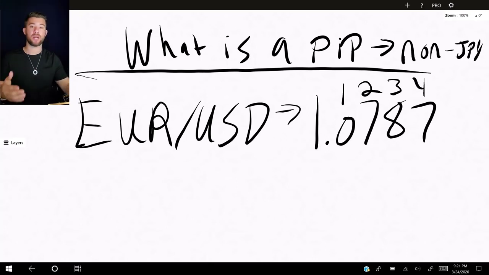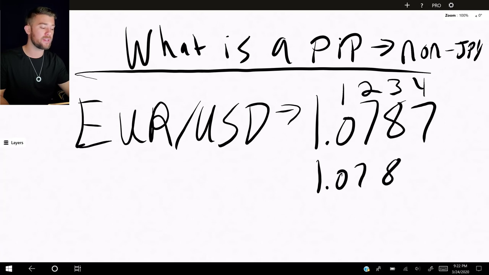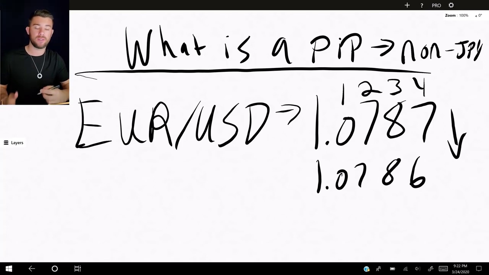For every currency pair that doesn't have JPY in it, the 4th decimal place is what is known as 1 pip. So we have the euro dollar at a value of 1.0787. What if the euro dollar goes to 1.0786? How much have we dropped? The euro dollar went down, but by how much? Well, the math here is pretty easy. If we went from 7 to 6 on our 4th decimal, which is a pip, we dropped by 1 pip.